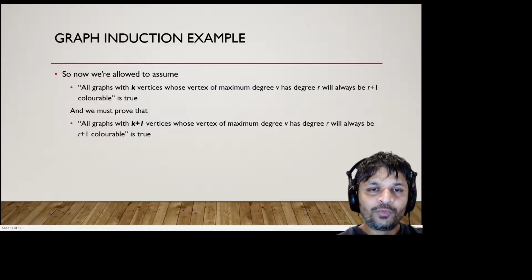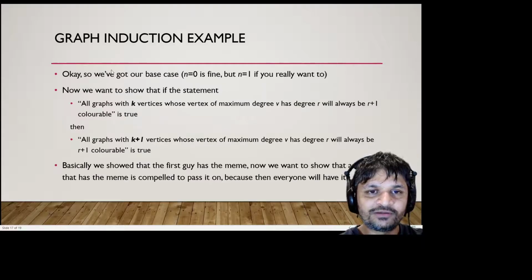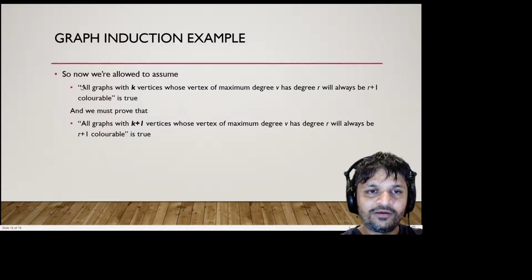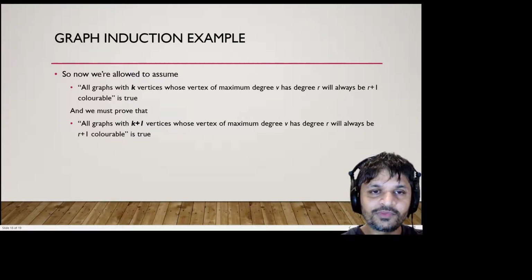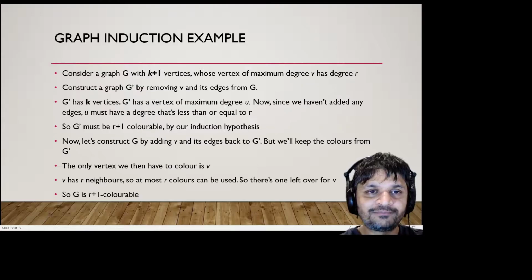So when we're doing this step, which is called the induction step, we're allowed to assume the first part. So we can assume all graphs with k vertices whose vertex of maximum degree v has degree r will always be r plus 1 colorable is true. We call that our induction hypothesis. And we must use that induction hypothesis to prove that all graphs with k plus 1 vertices whose vertex of maximum degree v has degree r will always be r plus 1 colorable is true. So let's look at how we do that.